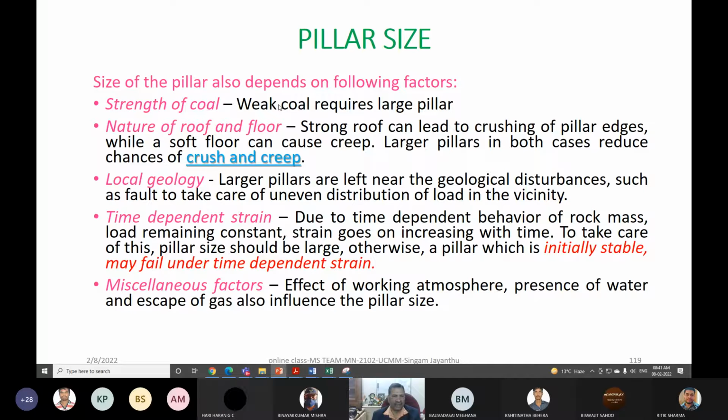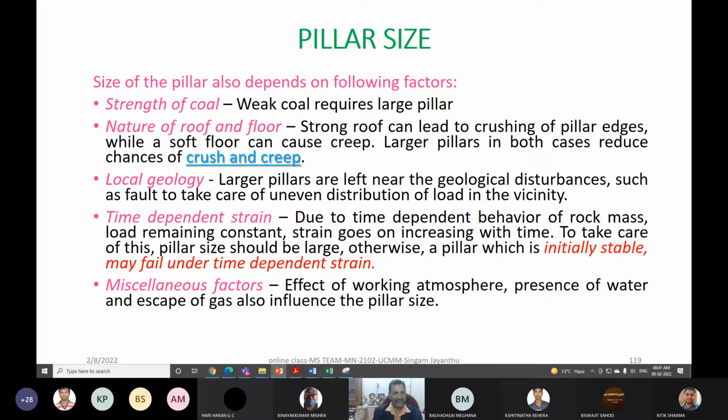Now, size of the pillar also depends on the following factors. That is a guideline frame, but otherwise, we may design for a typical situation. Somewhere we have already seen what are the factors affecting the choice, and in other places we have seen even the strength of the coal or roof and floor characteristics. All those things are also supposed to be understood.